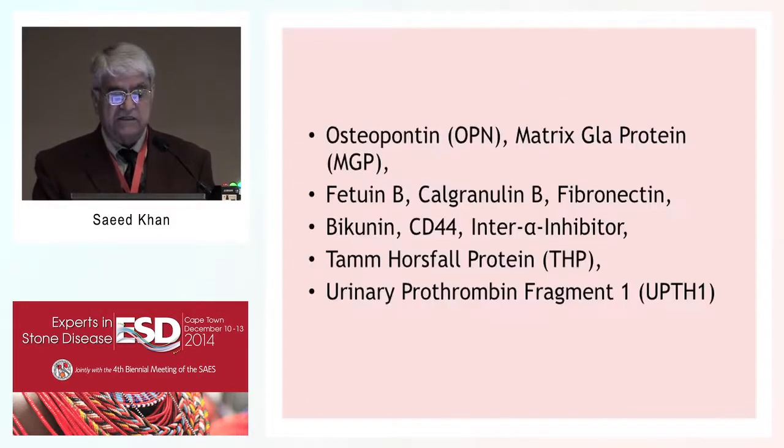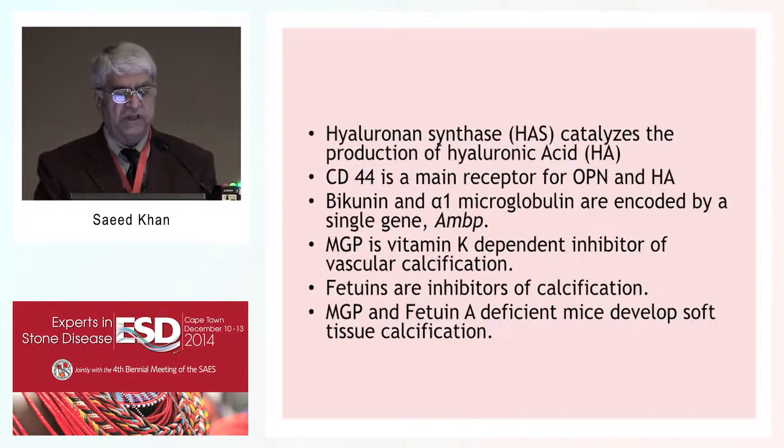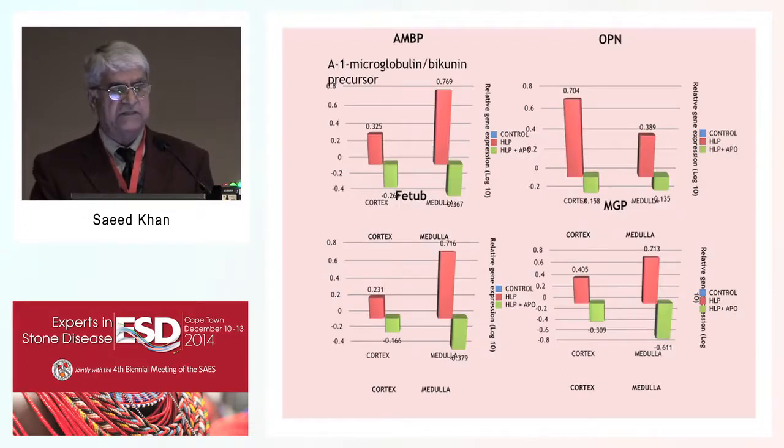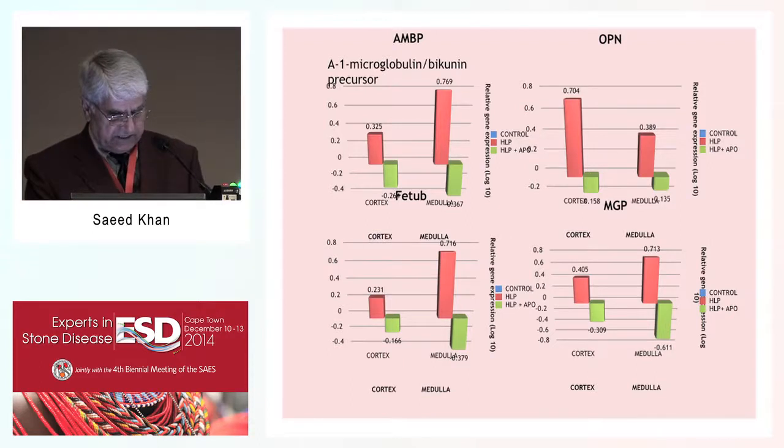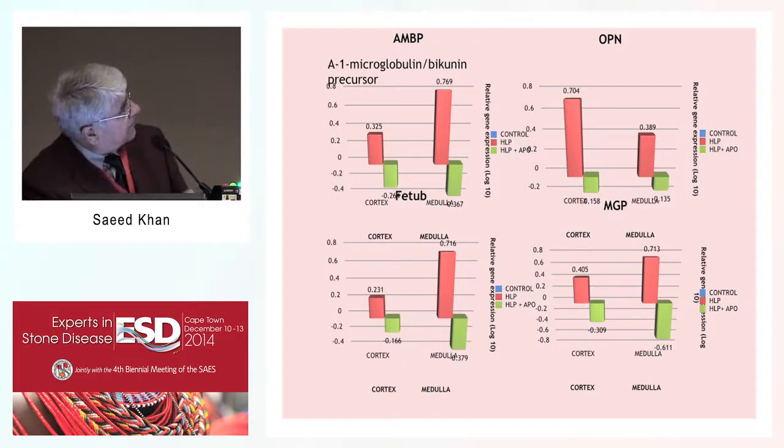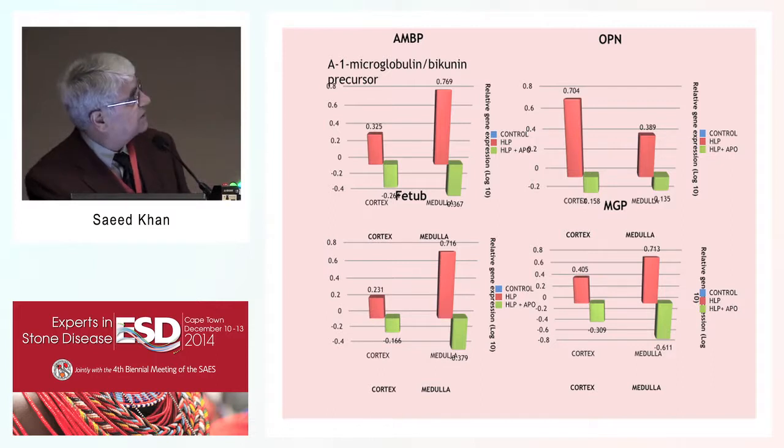We deposited all these crystals in them. Then we started looking specifically for the genes and the proteins for osteopontin, matrix GLA protein, fetuin, calgranulin, fibronectin, bikunin, CD44, all those things that we could think of. And what happens is really very interesting. If you look up here, this is when the rats were hyperoxaluric. All these genes, they all go up. But when we put them on apocynin, which is an inhibitor of NADPH oxidase, what happens?